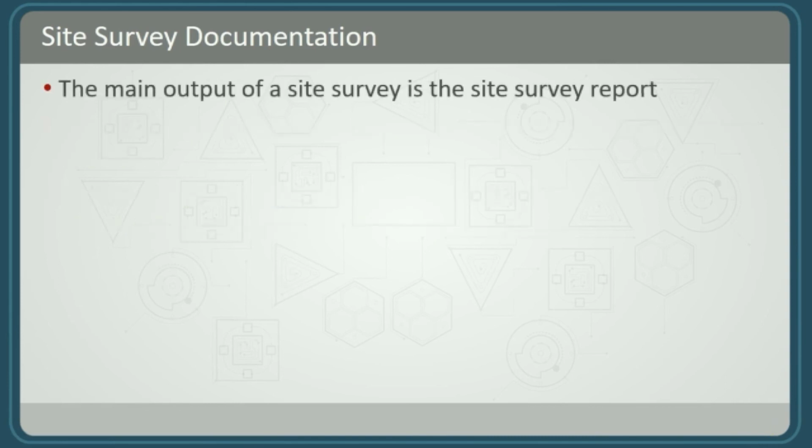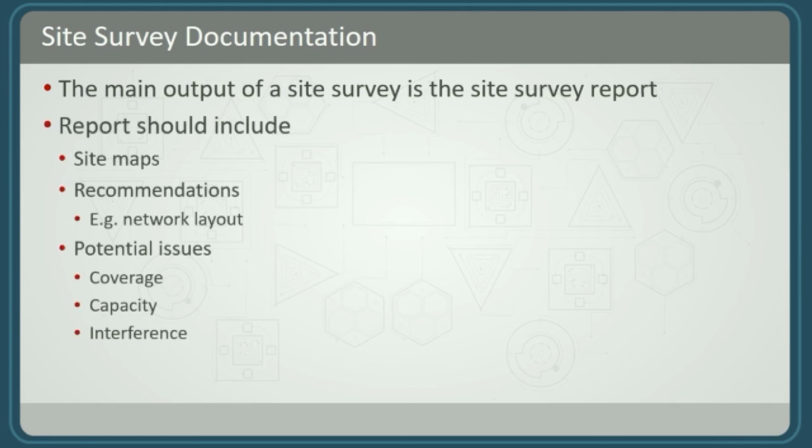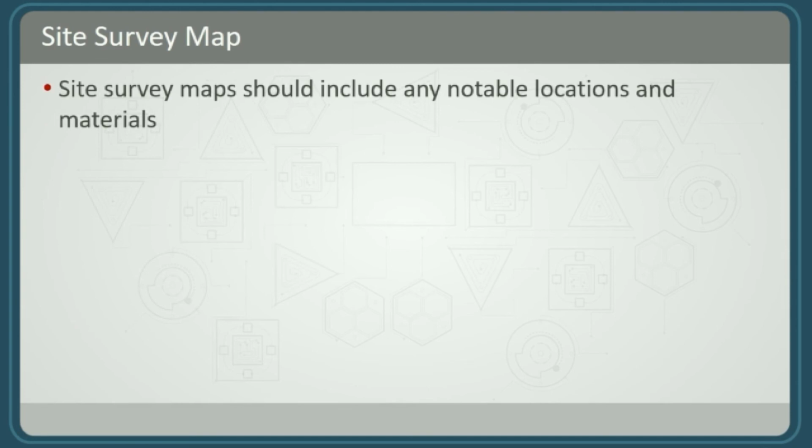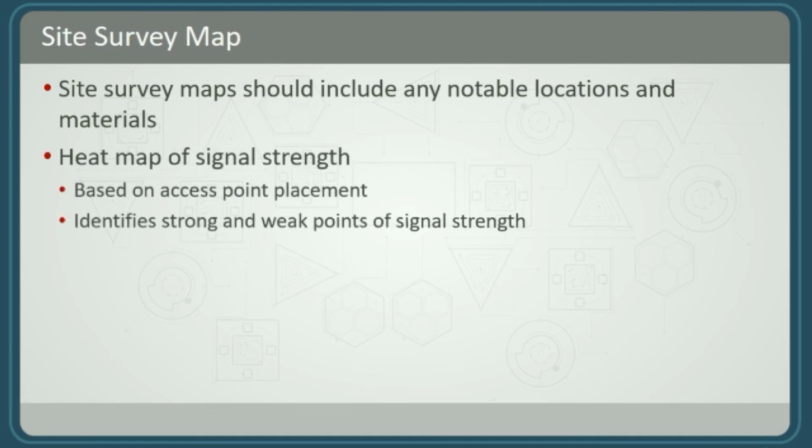So the main output then of a survey is the site survey report. Again, this is the official documentation, and the report should include things like site maps, recommendations such as the actual network layout, and of course, the potential issues that might arise with respect to the coverage, the capacity, and any interference. The survey map should include any notable locations and materials, particularly a heat map of signal strength.